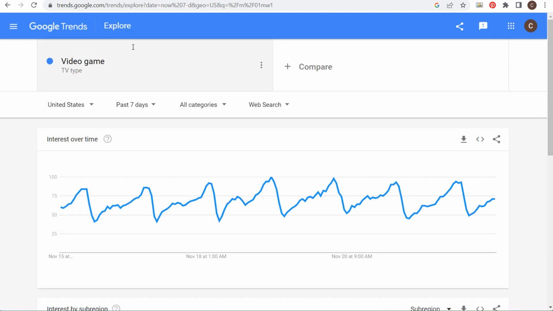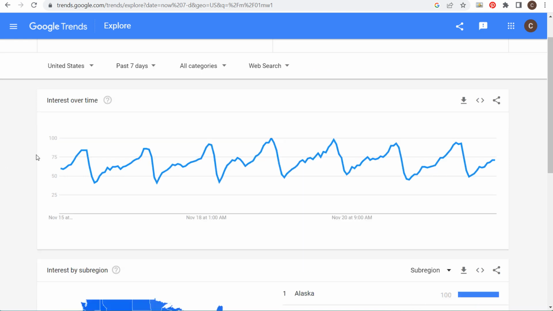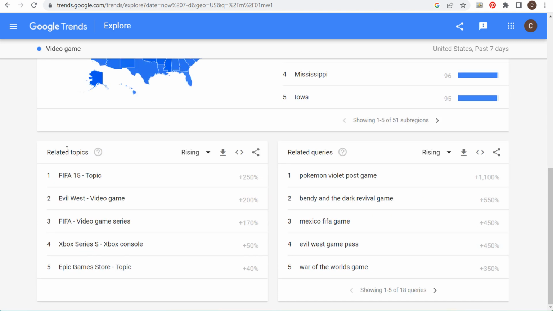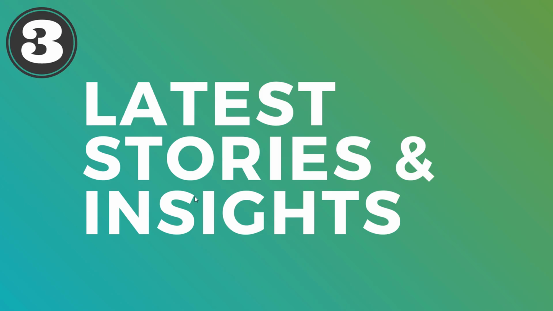And that's going to open up the video game topic page. And we can start seeing in the United States, the past 7 days, all categories, web search, what are people looking up? What's the interest by subregion? So top related topics, related search queries. We could look at top and rising and get an idea of exactly what is the most popular and most basically trending game right now, to use the Google Trend name. So that's latest stories and insights. You can find that right on the homepage.